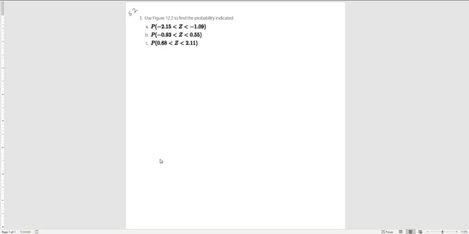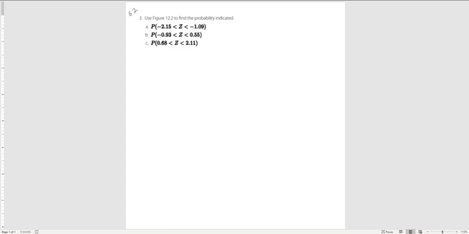We're in Chapter 5, Section 2, problem number 3. It's saying use figure 12.2 to find the probability indicated. So we're talking about figure 12.2, as we said before, that's the table of the standard normal probability distribution, or the cumulative distribution function.